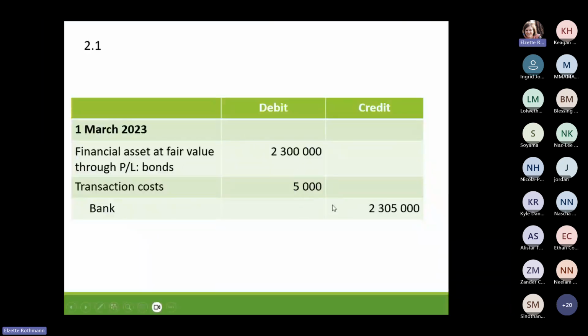So if we go to this journal, it's only if it's through profit or loss where your transaction cost is a separate line item on its own. So if this were through other comprehensive income, then this transaction cost line item will fall away, and then your financial asset there at the top will be 2,305,000.